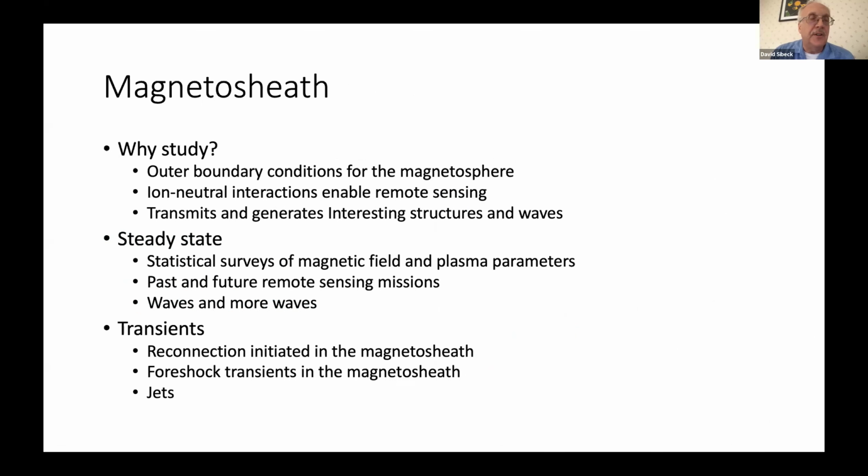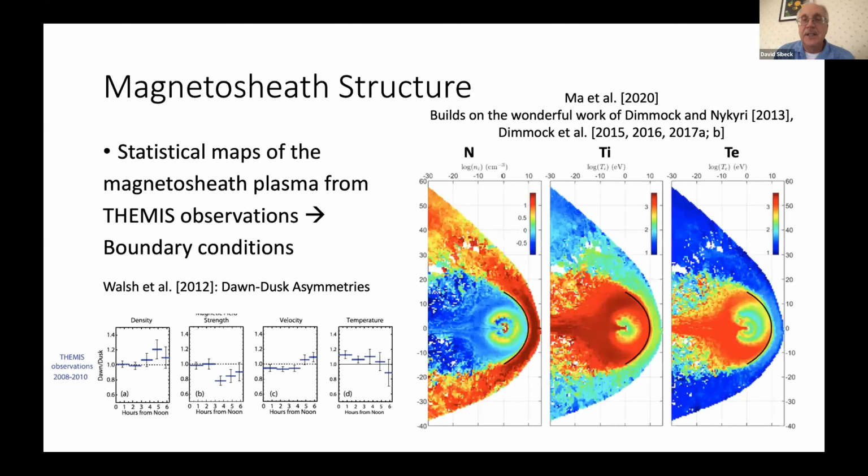Wonderful statistical studies of magnetosheath plasma and magnetic field parameters exist. There are missions in the past and in the future to remotely sense the magnetosheath. Those who love waves find it a wonderful place to study various types of waves, and there are very interesting transient events that occur in the sheath. Let me summarize those.